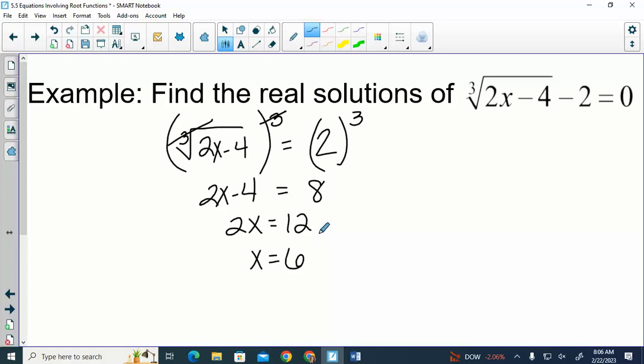It's just different. Okay, one thing you do need to make sure you do on these problems is check your answers. There are times when you might get something for a solution and it doesn't work. Like we talked about yesterday, if it's an even root, it has to be positive underneath. So there are some issues with that. So if you plug in a 6, we get 12 minus 4 is 8. Cube root of 8 is 2, minus 2 equals 0. So it does work. If it doesn't work, then we just say no solution.